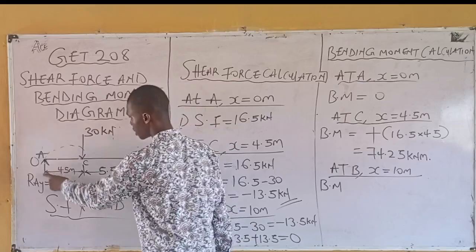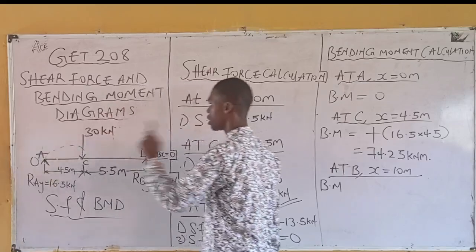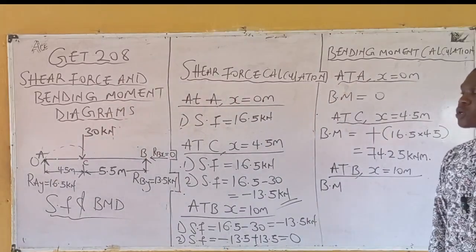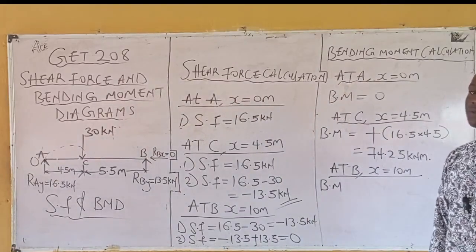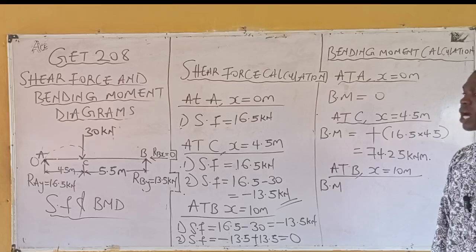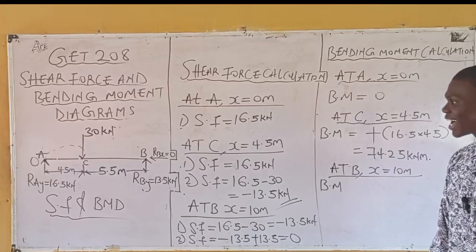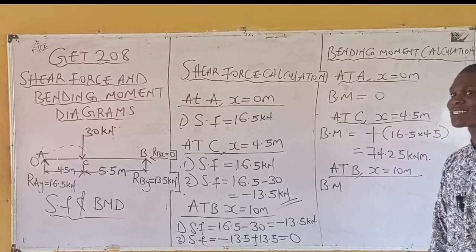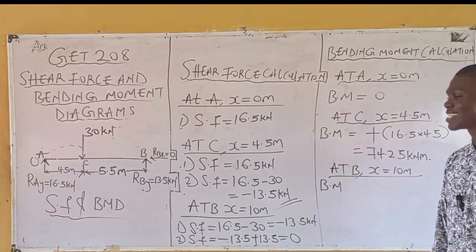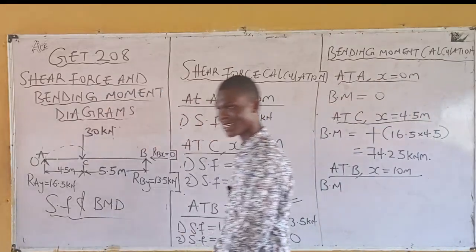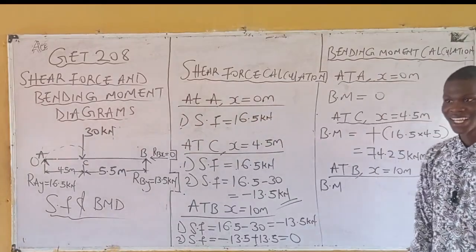Now let's take the moment of the force at A first. That will be 16.5 times what? Positive or negative? Positive. Why is it positive? I'm already seeing some people looking like, I hope you are getting it. Is it hard? Are you getting what we are doing here, or you are lost?